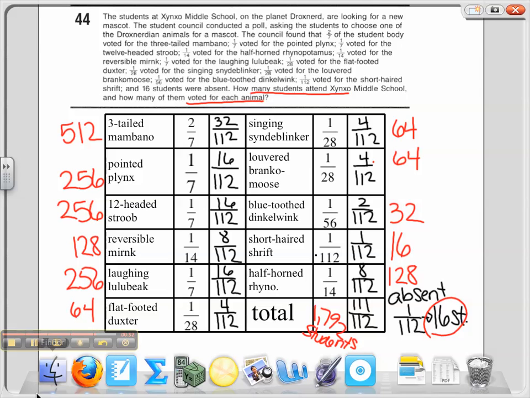You can then take this information and put it into a complete sentence, nice, neat, and organized. And that is Problem Solver 44.